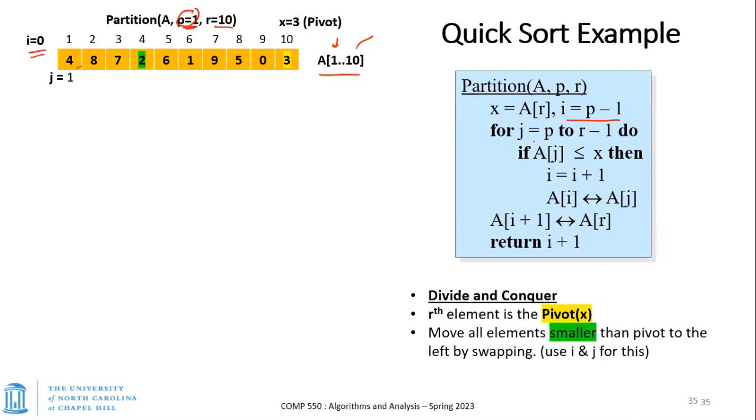Then we start off by going through this for loop: for J equal to P to R minus 1. In other words, J is going to go from P, which is 1 initially, all the way up to R minus 1.